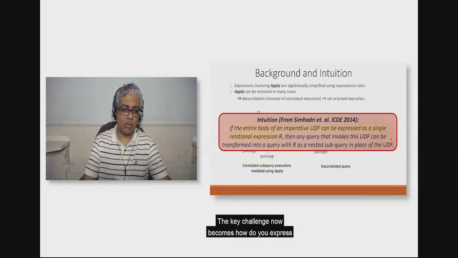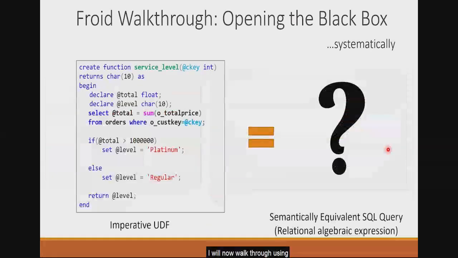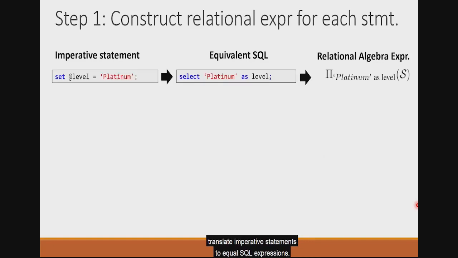So the key challenge now becomes, how do you express the body of an imperative UDF as a single relational expression? So I'll now walk through, using an example, how we can open this black box UDF on the left side in a systematic way and come up with an equivalent relational algebraic expression or an SQL query. So the first step here is we have a way to express or translate imperative statements to equivalent SQL expressions.